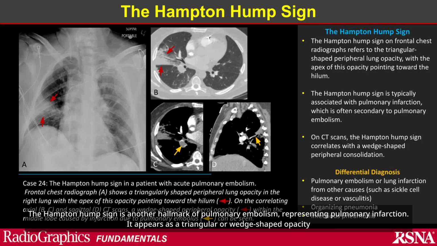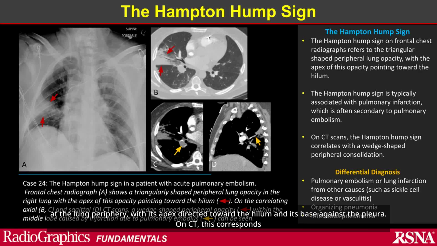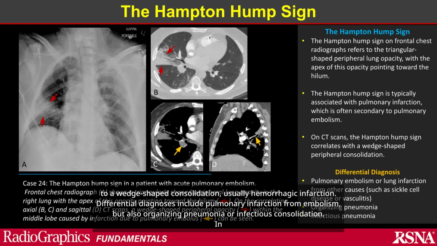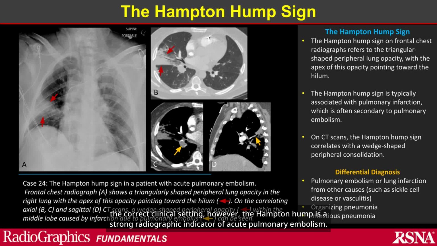The Hampton hump sign is another hallmark of pulmonary embolism, representing pulmonary infarction. It appears as a triangular or wedge-shaped opacity at the lung periphery, with its apex directed toward the hilum and its base against the pleura. On CT, this corresponds to a wedge-shaped consolidation, usually hemorrhagic infarction. Differential diagnoses include pulmonary infarction from embolism, but also organizing pneumonia or infectious consolidation. In the correct clinical setting, however, the Hampton hump is a strong radiographic indicator of acute pulmonary embolism.